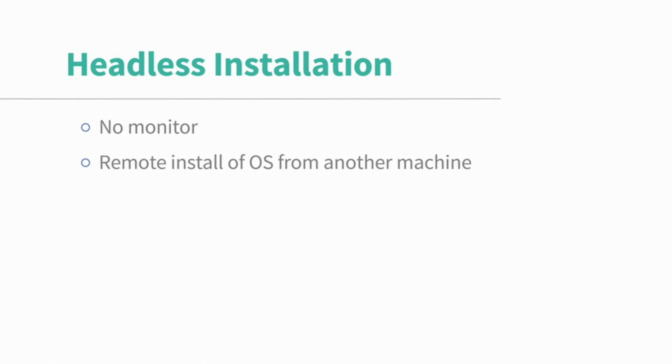A headless installation is one where you don't use a monitor. Another device connects to it remotely and sets up the machine. This isn't a common way to install Windows, but it is possible.